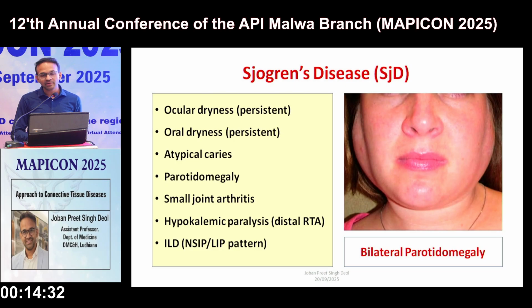And in that patient, on evaluation, if you find the cause to be distal renal tubular acidosis, then one of the leading causes of distal renal tubular acidosis is Sjogren's disease. Then ILD, particularly if there is an NSIP or LIP pattern of ILD, then Sjogren's disease must be considered.